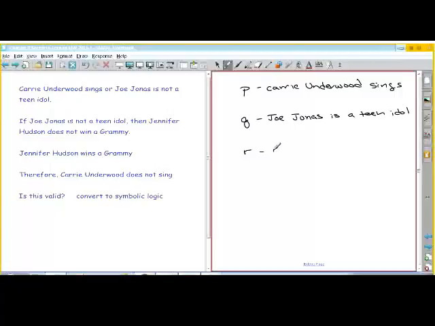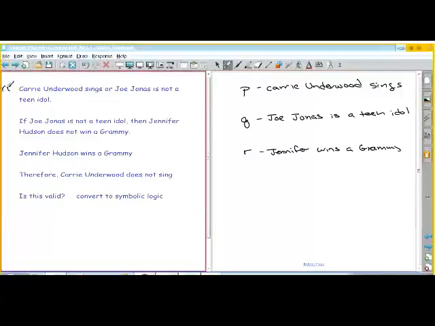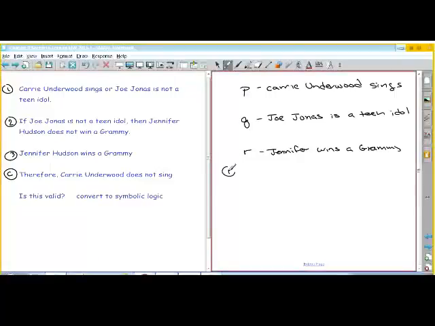And the third one involves Jennifer Hudson. So Jennifer Hudson wins a Grammy. Again, you could have R represent Jennifer Hudson does not win a Grammy. It just changes some of the statements to negations and some from negations back to regular statements. So those are my three statements. Then I take the premises and I write the symbolic logic that's associated with that. So let's call this premise 1, this premise 2, this premise 3, and this the conclusion. So we use numbers to represent the different premises.